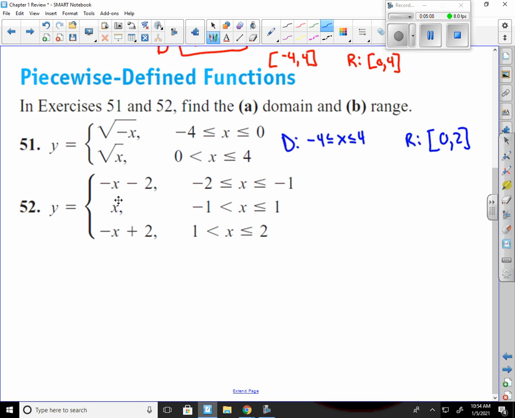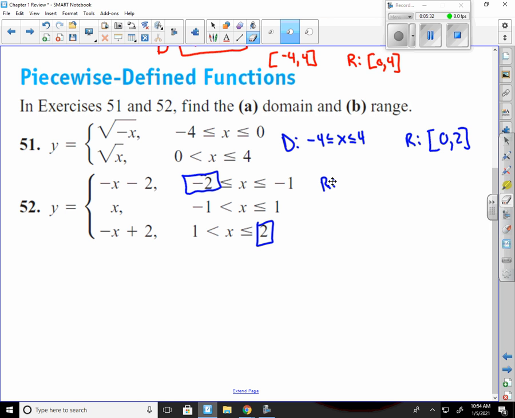All right, let's look at 52. For this one, I have negative x minus 2, and my domain is going to be every possible value of x. So basically, it's going from the lowest one to the highest one. And I have a lot of less than or equal to signs in here. So if it's less than or equal to negative 2, that tells me that I have a bracket first.